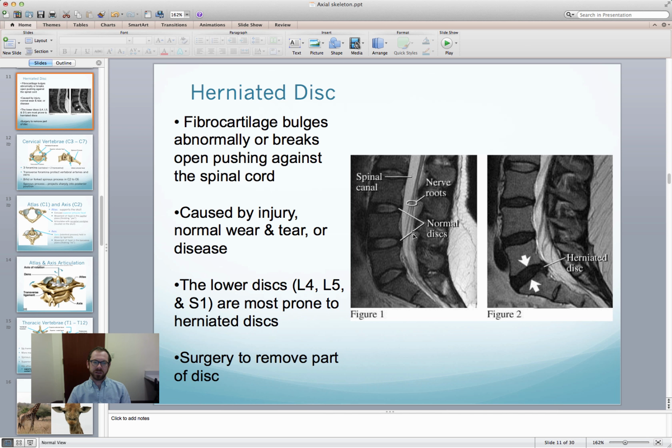And in these images here, we see figure 1 is representing healthy, normal intervertebral discs. But then figure 2, down here in these lower lumbar vertebrae, we're actually seeing one of these discs has been herniated. And this lighter column coming down here, that's your spinal cord, and we can see that this disc is actually pushing up against that spinal cord. Now, to repair this, you do need to have surgery either to remove the whole disc and fuse the vertebrae, or you can just remove part of the intervertebral disc that is pushing against the spinal cord.